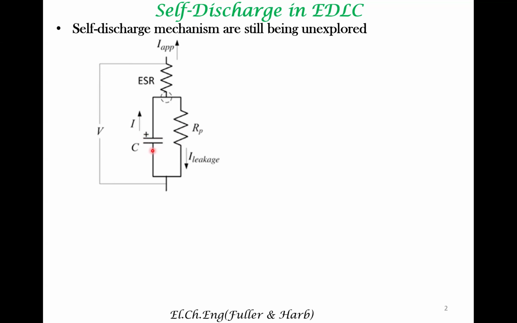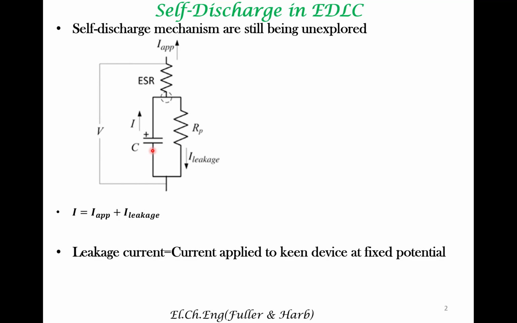So in a way, you can also argue leakage current is that current that you need to apply so that the voltage of a capacitor does not change. So there is another definition of a leakage current. That is, the leakage current is the current that has to be applied to keep the device at a fixed potential. So this is one way of defining leakage current: the current applied to keep the device, in this case, a capacitor, at a fixed potential.